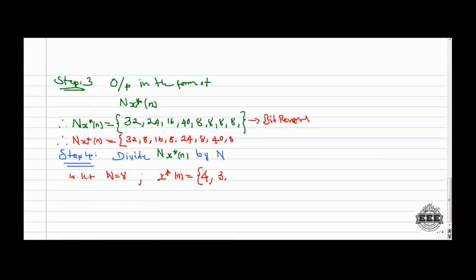X of 7 is 8. 1, 2, 3, 4, 5, 6, 7, 8, finished. So this is in normal order. Now it is in normal order.